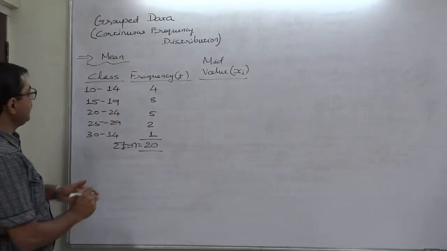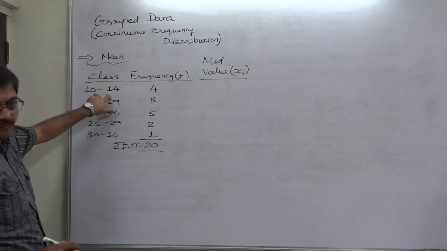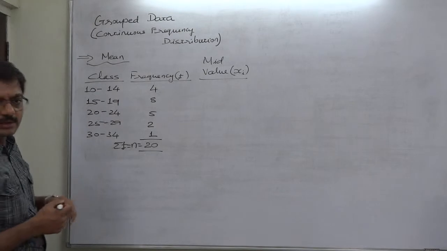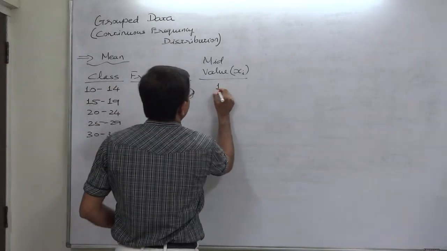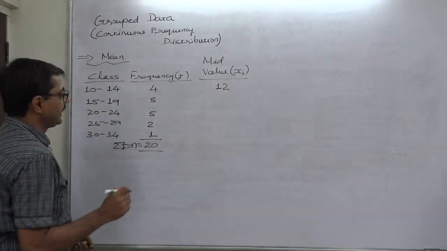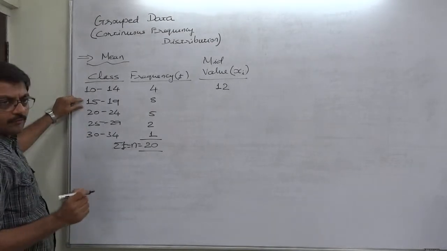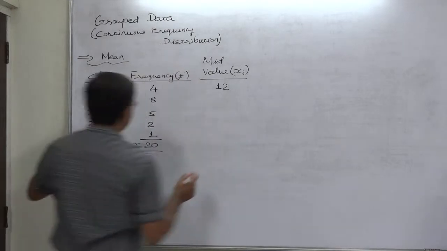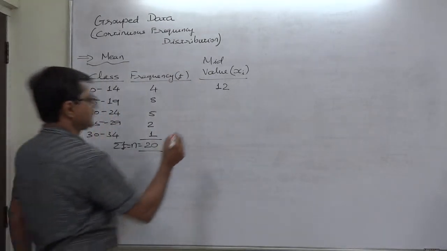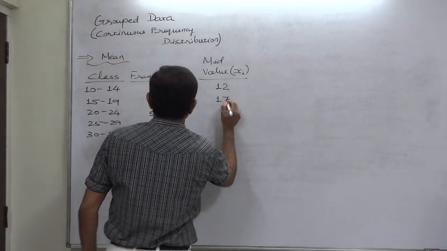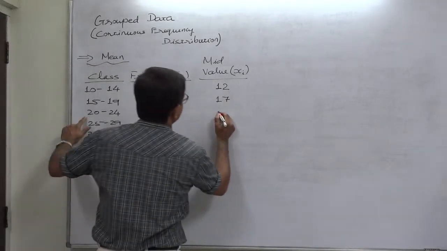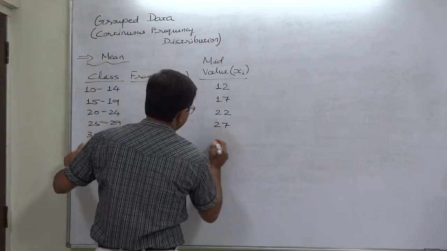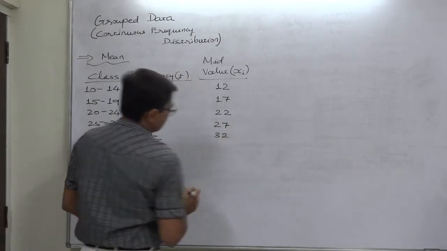What is the mean or say mid value of 10 and 14? So 10 plus 14, 24 divided by 2, it comes to 12. And in same way, we can find out the mid value or say mean of all the class intervals. 15 to 19, what will be? Yes, it is 17. Now 22, then 27, and for the last it is 32.